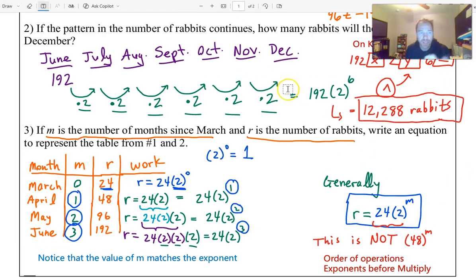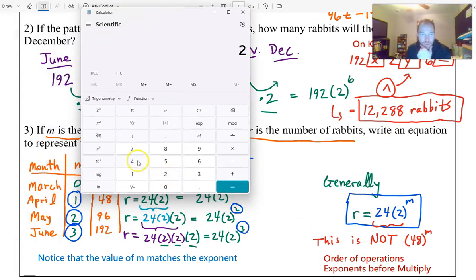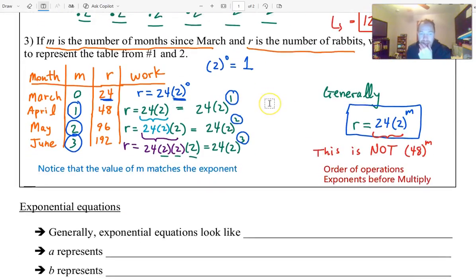What would December be? Let's see, April, May, June, July, August, September, October, November, December. I'll do it on the calculator real quick. 9 months since March is December. We got an answer on number 2. If I do 24 multiplied by 2 to the power of 9, I should get that 12,288. Boom, there you go. So that equation seems pretty good.